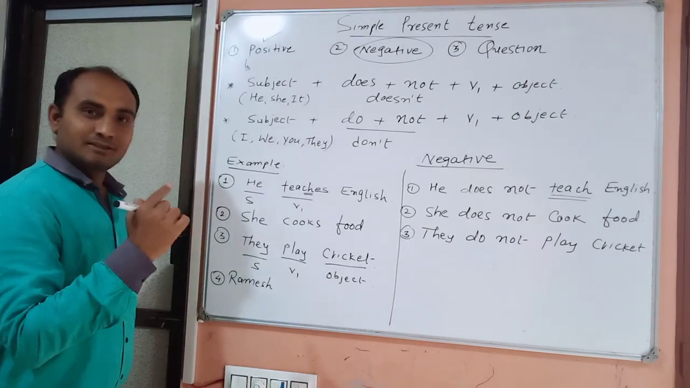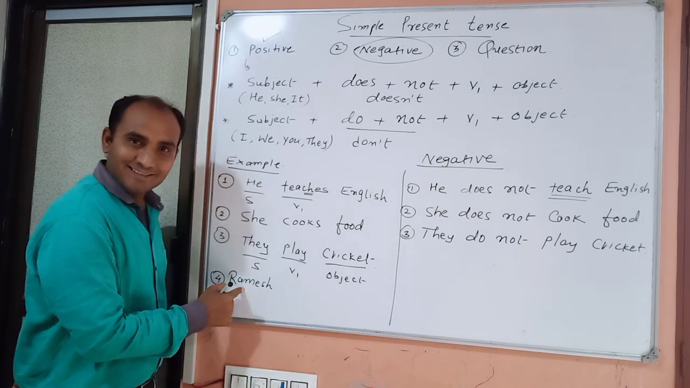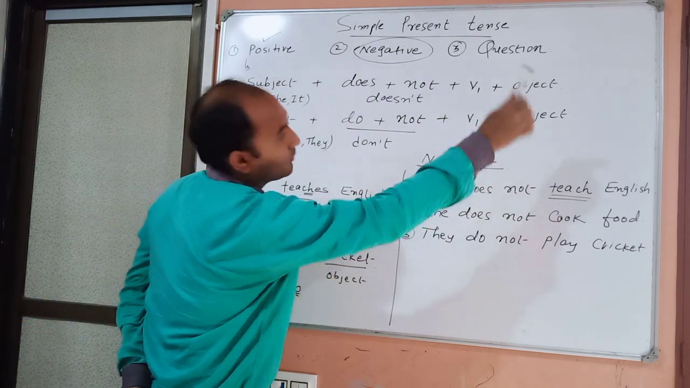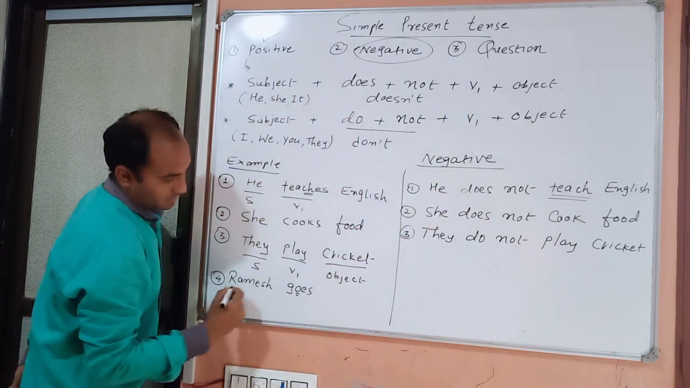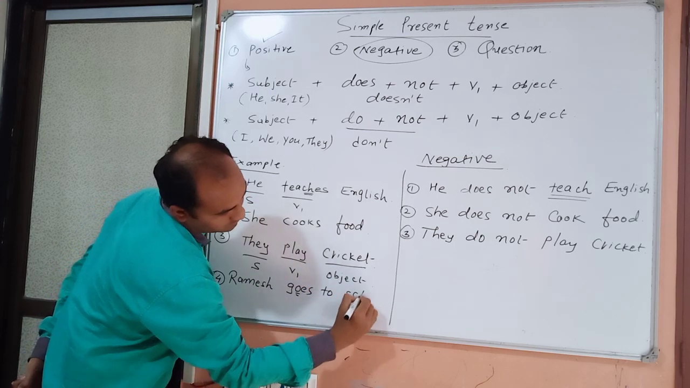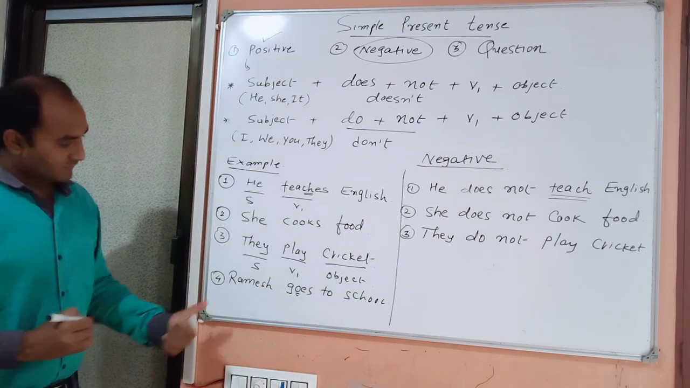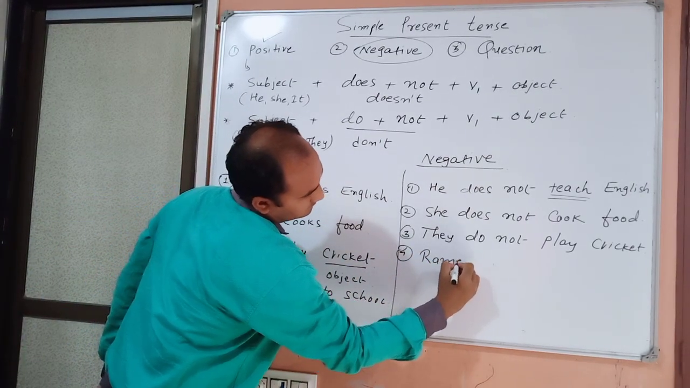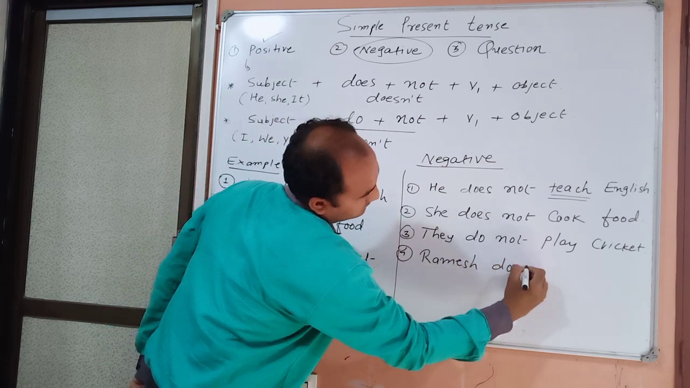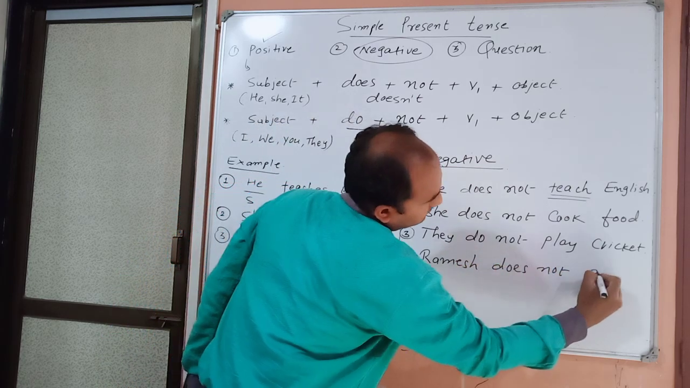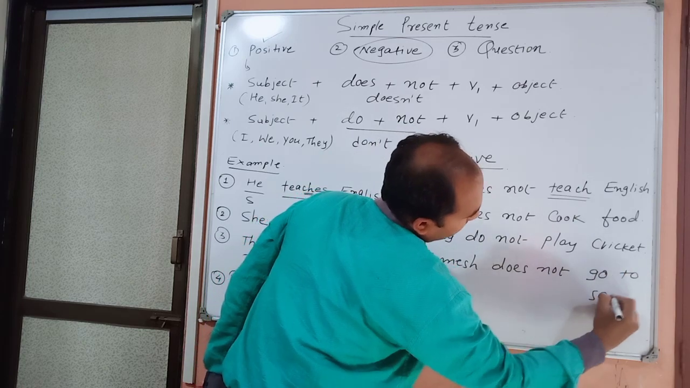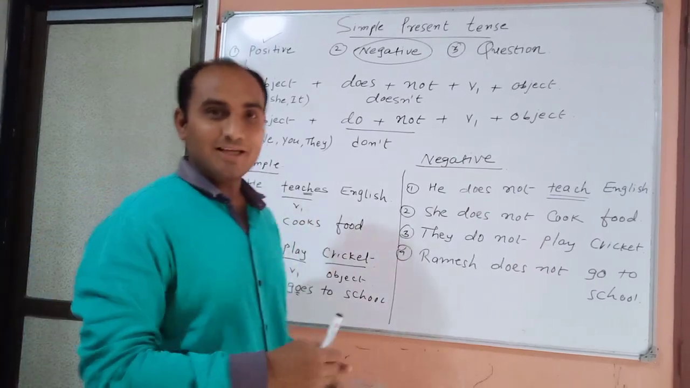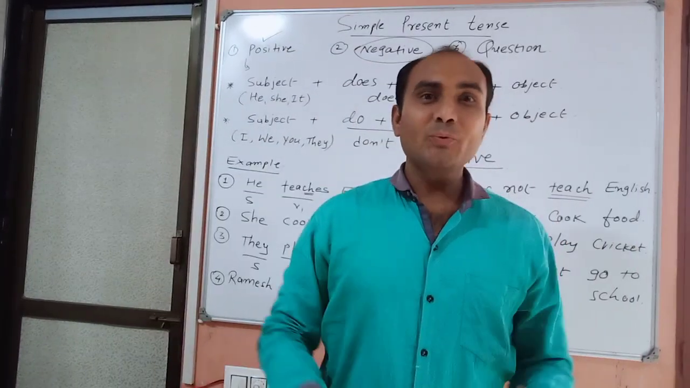Ramesh, he is a third person singular. So Ramesh, G-O, that means goes. Ramesh goes to school. And here fourth, Ramesh does not go to school. So you can understand very well about positive and negative.